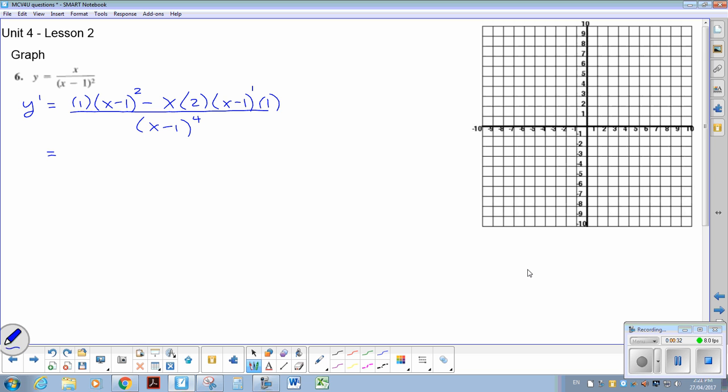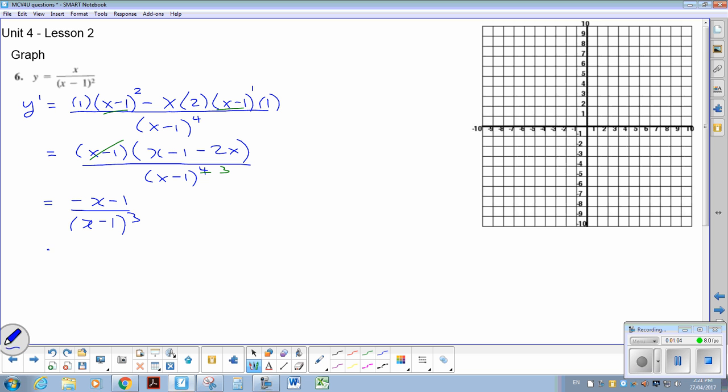Now on top I see that there is a common factor, so I'm going to factor out an (x minus 1). Inside that would leave me with x minus 1 minus 2x over (x minus 1) to the fourth. That will reduce to the power of 3. So my first derivative turns out to be negative (x plus 1) over (x minus 1) cubed. If I take out a negative on top, I end up with (x plus 1) over (x minus 1) cubed. It doesn't really matter when you get to that stage. So that's your first derivative.